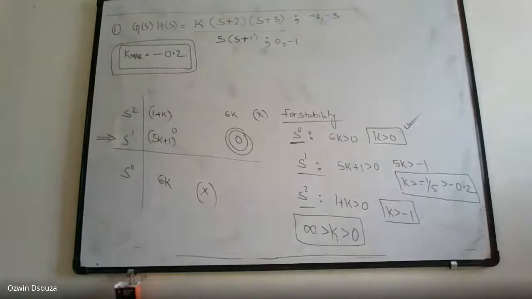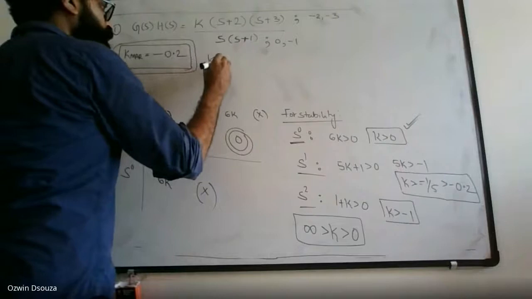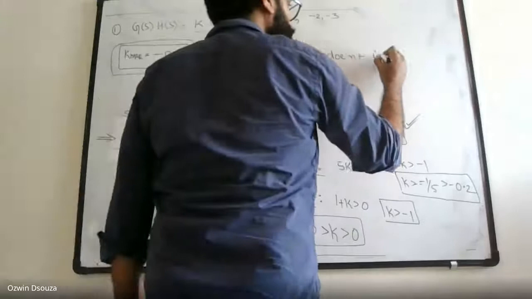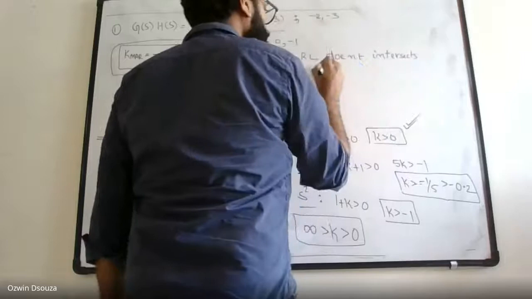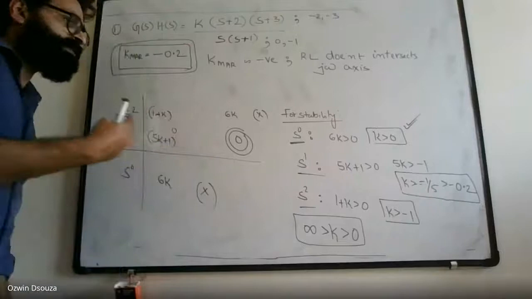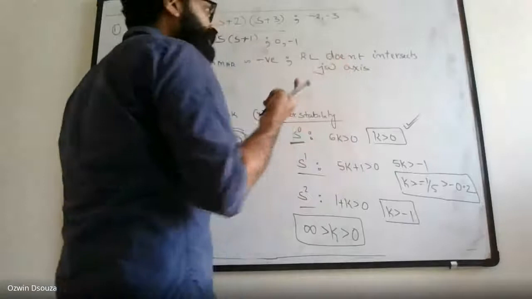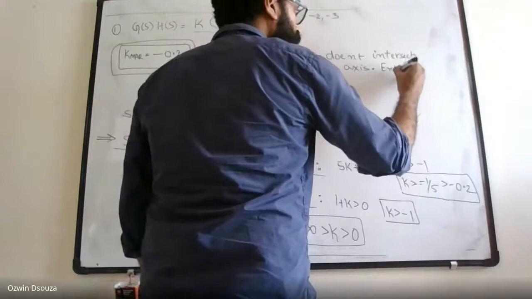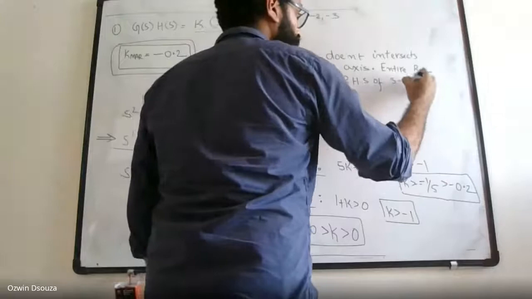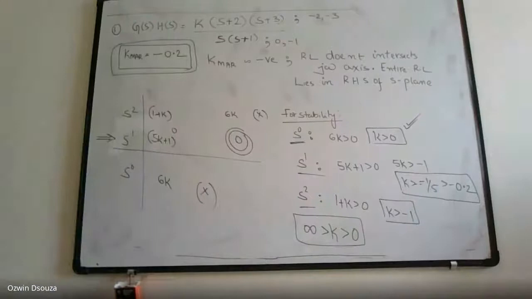The corresponding value of k is negative 0.2. So when k marginal is negative, we say that the root locus doesn't intersect the j omega axis. Only if k marginal is positive does the root locus intersect the j omega axis. So it doesn't intersect the j omega axis, which means the entire root locus lies in the RHS of the S plane.